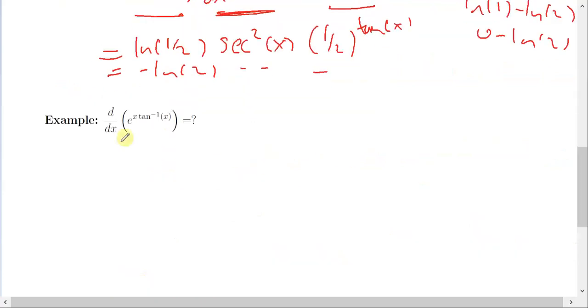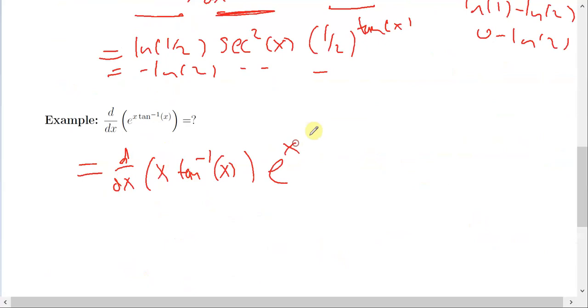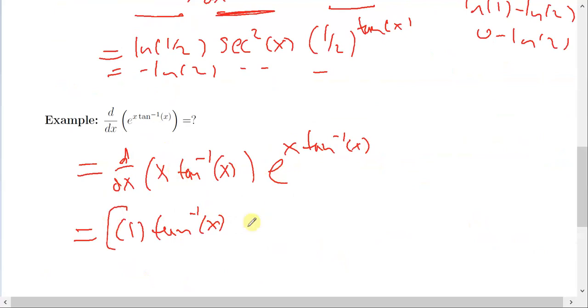And then the same way with the e. If you've got it memorized, when I've got e to the f, it's the derivative of that inside function times e to the f, e raised to that inside function. That's the chain rule. It's the derivative of e, this is my inside function. Then you have to tack on the derivative of that inside function. Well, now I've got a product rule. It's the derivative of x, which is 1, times tangent inverse, plus the derivative of tangent inverse, which is 1 over 1 plus x squared, times x. And then that's times e to the x tangent inverse x.